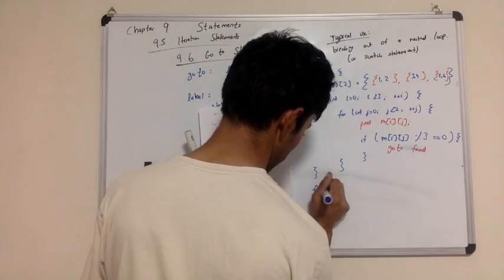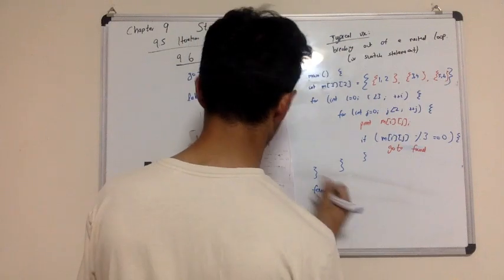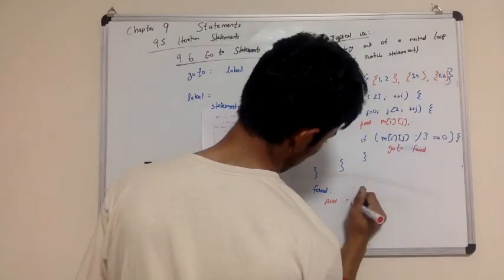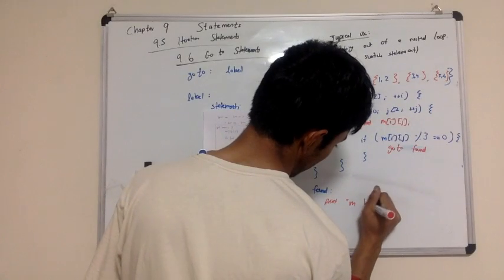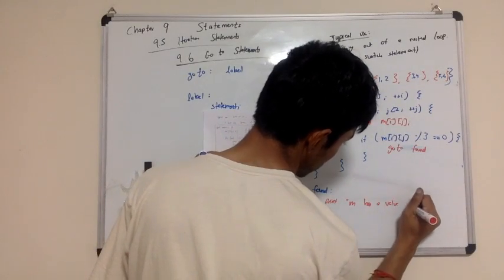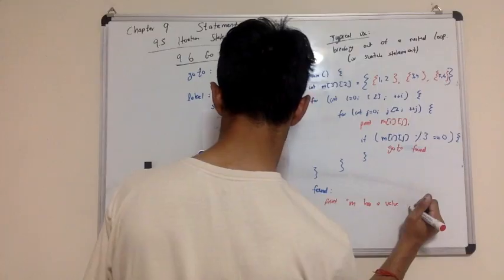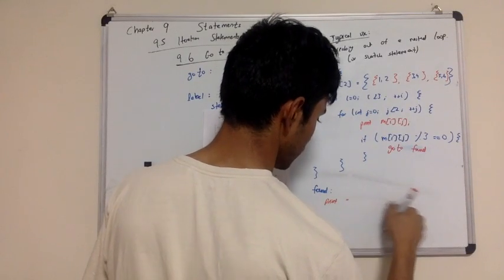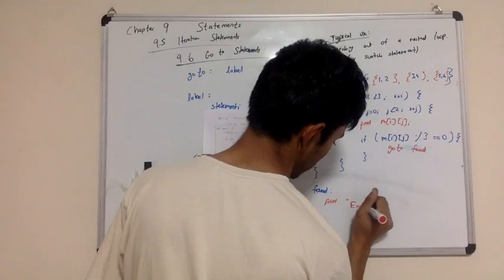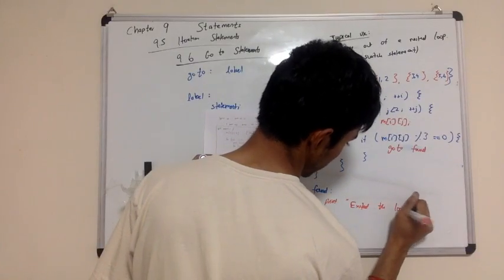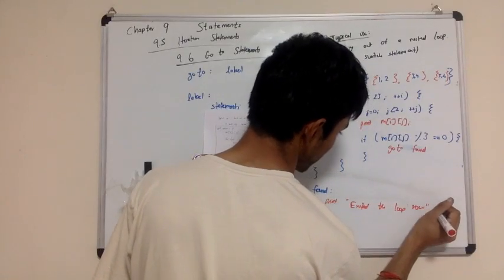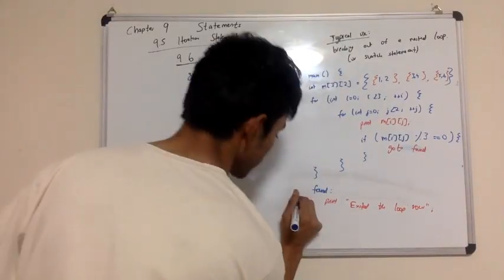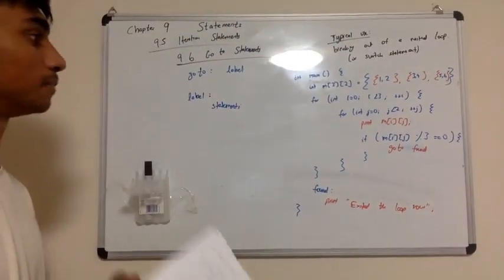So we do found, colon, and then we can print something like, m, the array m, has a value. I can't even say that, can I? We can just print "exited the loop" now. Because I can't even be sure that I hit this label for any particular reason. Okay, hang on. So, let me close this. Okay, let's talk about this.